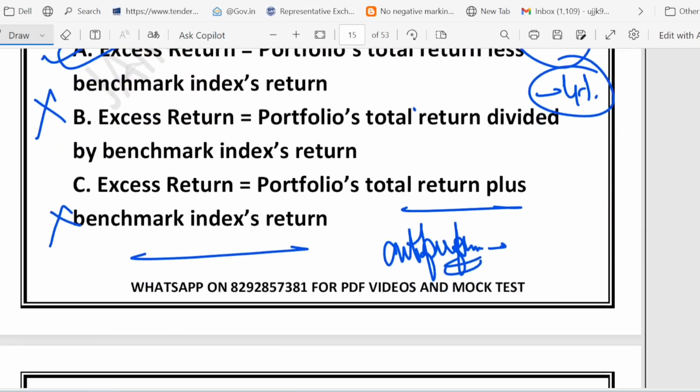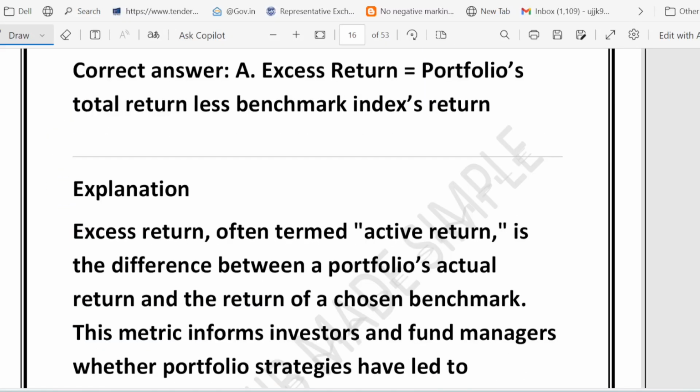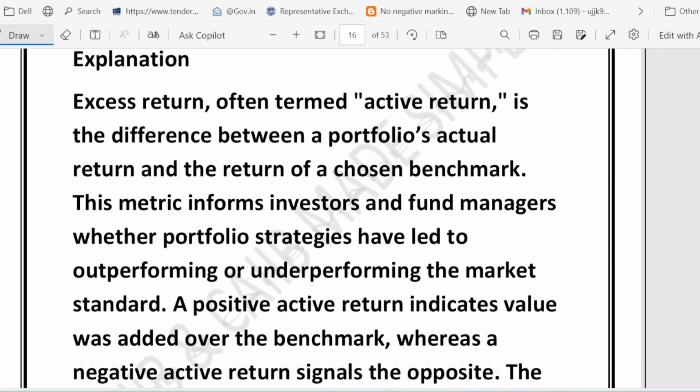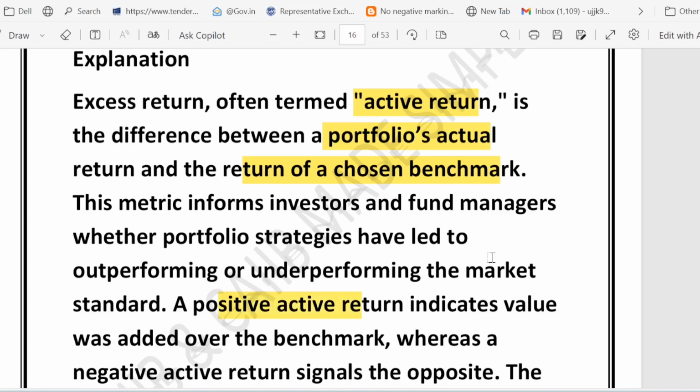So remember these key points about excess return. I'm just summarizing the facts. First point, please keep in mind, excess return is also called active return; both are the same. What is the formula? The difference between the portfolio's actual return and the return of the chosen benchmark. If you subtract the chosen benchmark return from the actual return, it will give you the excess return. If the excess return is positive, it means the fund outperformed the market. A positive active return indicates the fund outperformed the market.